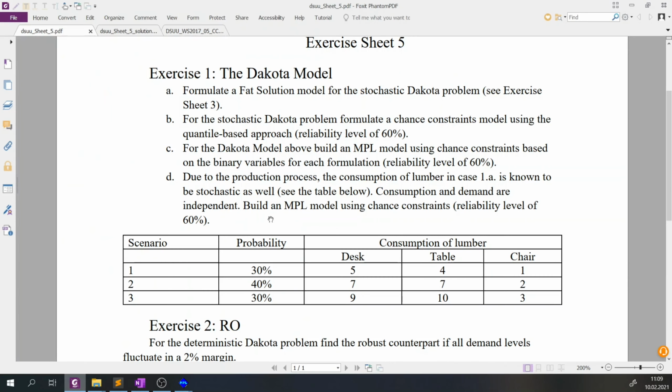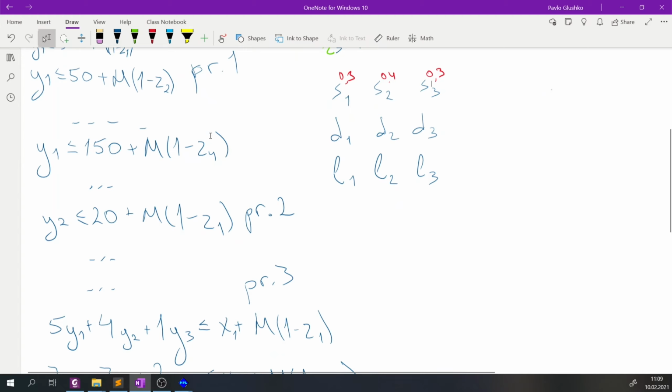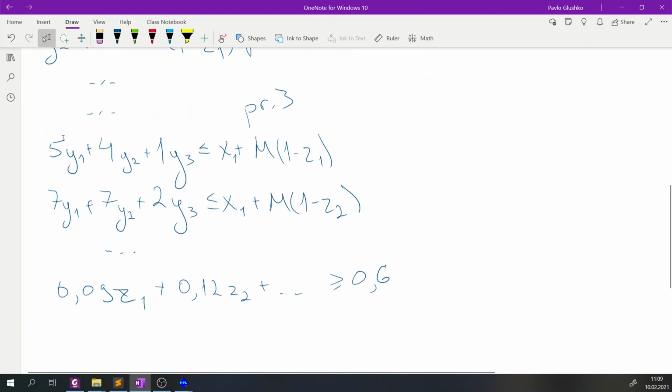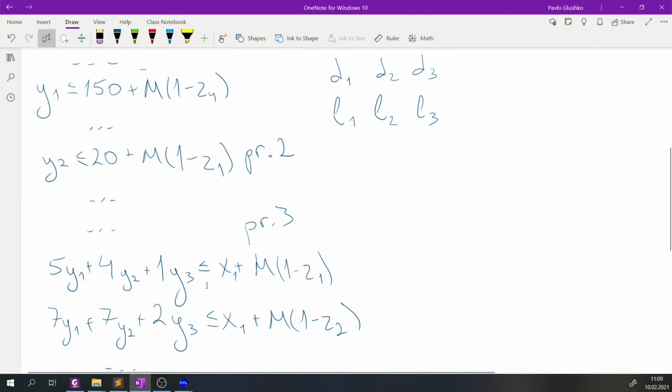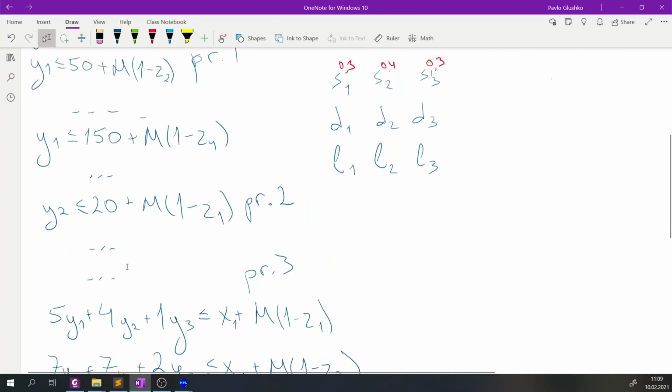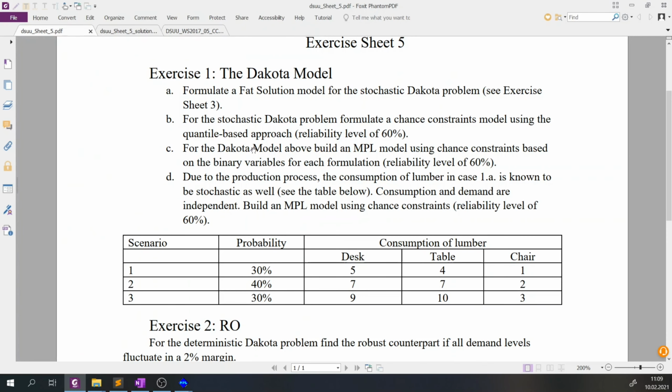So what is important is that only using this big M formulation for chance constraints, the binary formulation version, can we have stochastic parameters in the left-hand side. If we used the quantile approach, or the previous binary formulation, we wouldn't be able to model this case. So these were all the tasks related to chance constraints.